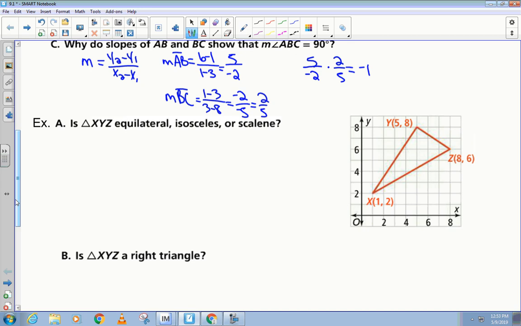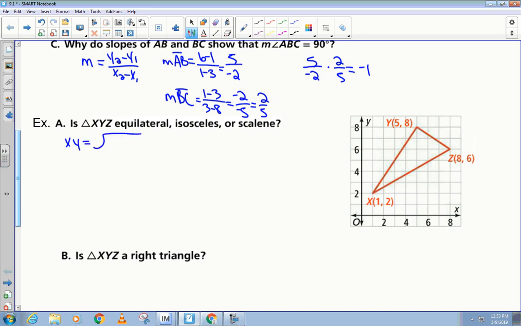Okay? Alright. Is triangle XYZ equilateral, isosceles, or scalene? Well, we can't just look at it and tell. What are we going to have to do? Slope tells us the steepness. Distance, because for equilateral, they'd be the same length. Isosceles, you'd have two sides that were the same. And scalene, they'd all three be different, right? So we're going to have to use the distance formula and look at the length of all three sides. Okay? All right. So we're going to start out with XY.